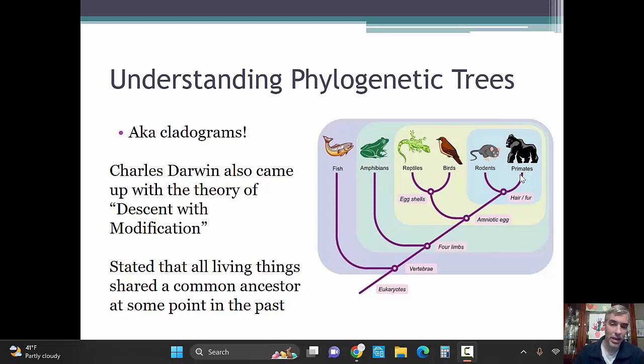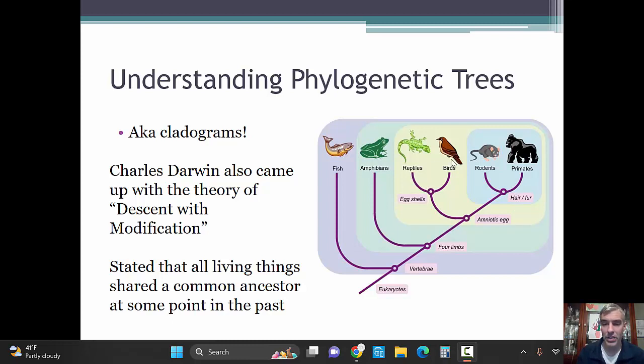Now, Charles Darwin, aside from his theory of natural selection, he also came up with a theory of descent with modification, which talked about how there was a universal common ancestor of all life at one point, and that there's certain individual species that are more closely related than others are. So you can see here rodents and primates are really closely related to each other, because in terms of the organisms that are on this tree, they have hair and fur, right?